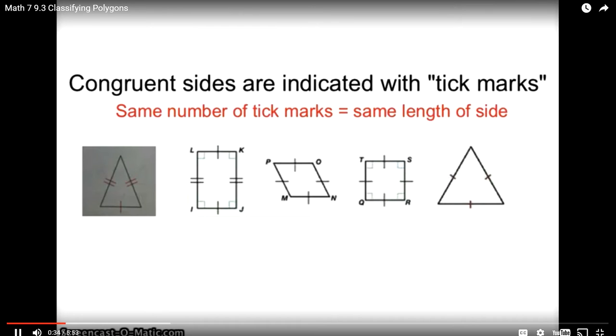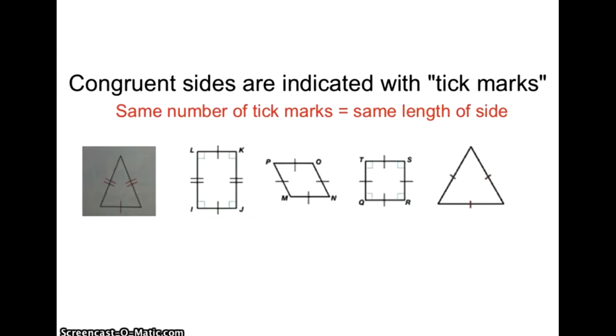On the back side of congruent sides, you are going to write this: congruent sides are indicated with tick marks. Same number of tick marks means the same length of the side. So in figure 1, the triangle, the two sides that make the peak of the triangle are congruent. In the second shape, the rectangle, the two sides on the top and bottom are congruent. They're the same length. They have the same number of tick marks.